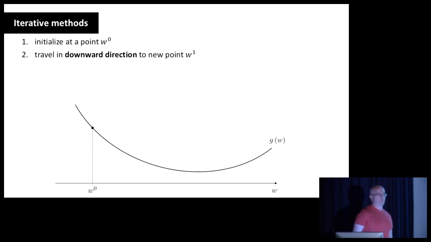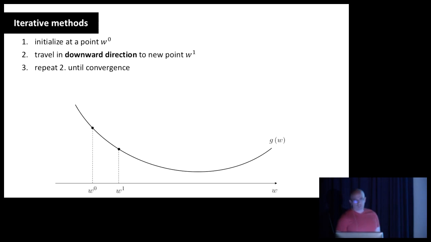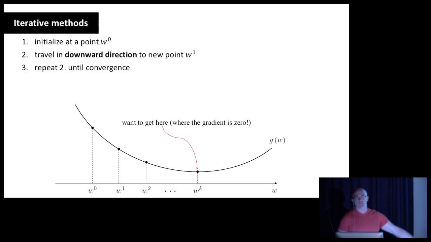You travel downward to a point w1, along that axis there. And then you repeat that until you converge. I go to w2, all the way to some wK where I've reached approximately the bottom, or the minimum of that cost function G. Now that's the big picture. That's where we wanted to go. So you basically travel downhill, you roll downhill until you reach the solution.